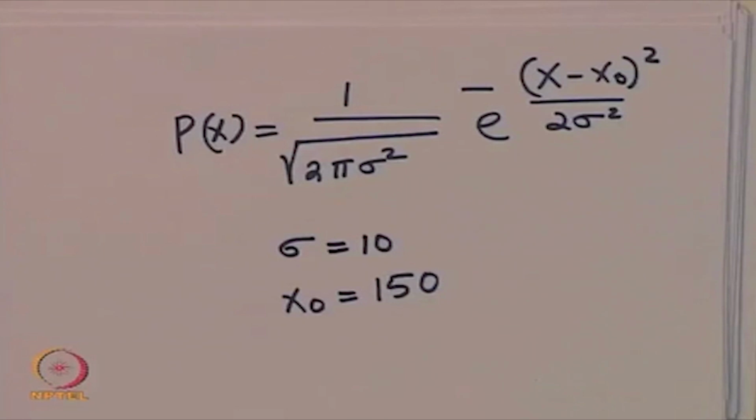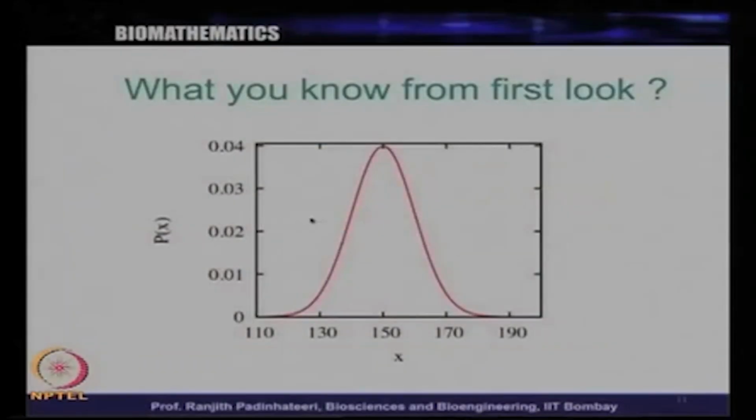So, what does this tell us? Have a look at the slide here. This is exactly what is plotted here. So, what do you know from this just by looking at it? The peak is at 150. The peak is the point where it is the average value. So, x 0 is 150, so x average is 150.